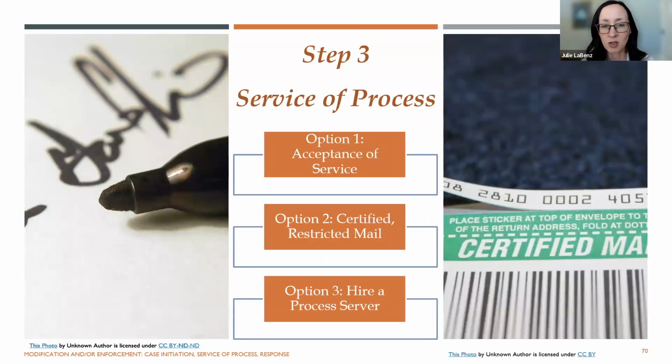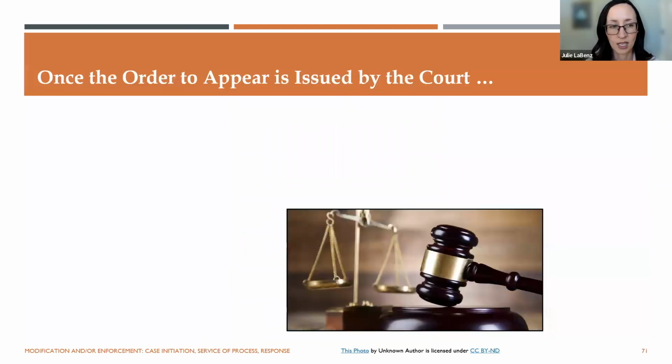All right, let's talk about step 3. So this means you filed your petition and the court issued the order to appear, meaning the court either set a resolution management conference or an evidentiary hearing. So at that point, once you have the completed order to appear, you're going to need to serve that with your petition and all the other papers you filed on your opposing party. So you have 3 options: acceptance of service, certified restricted mail, or hiring a process server.